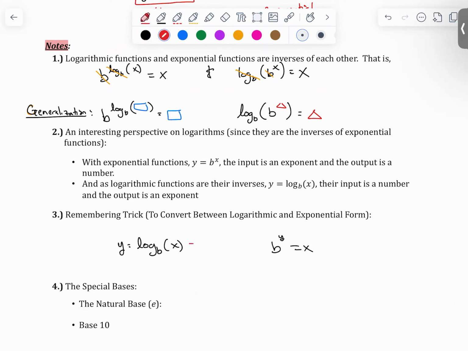If you want to go from logarithmic, I'm going to do this kind of weird double-ended arrow where one side is in red and the bottom side is in blue. No, I want that to be parallel, not the same line.